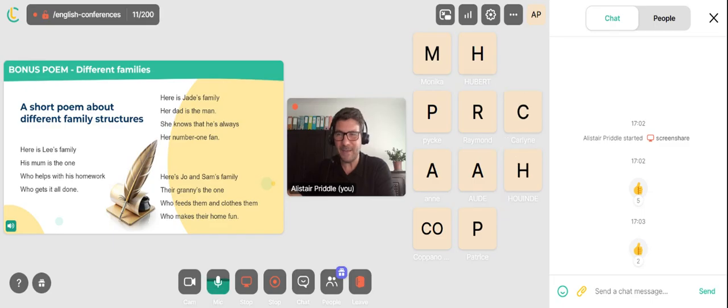Here is Lee's family. His mum is the one who helps with his homework, who gets it all done. Here is Jade's family. Her dad is the man. She knows that he's always her number 1 fan. Here's Joe and Sam's family. The granny's the one who feeds them and clothes them, who makes their home fun.